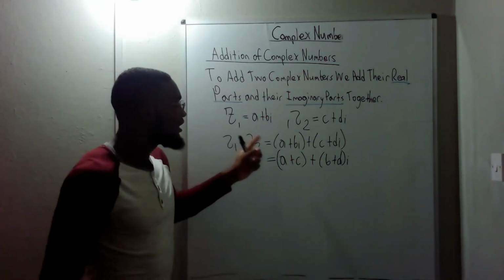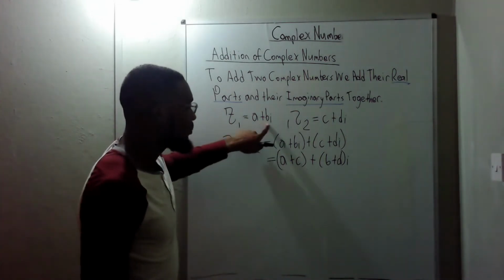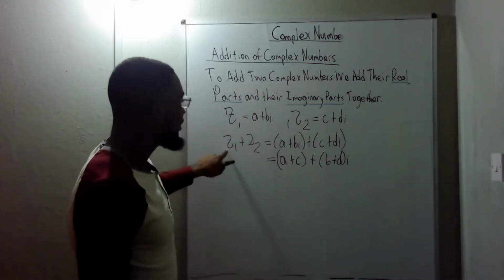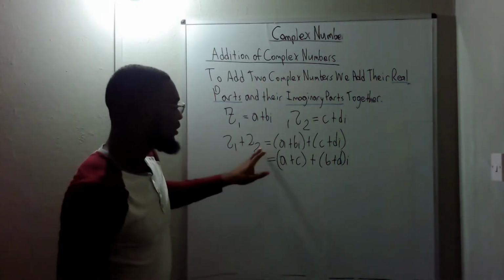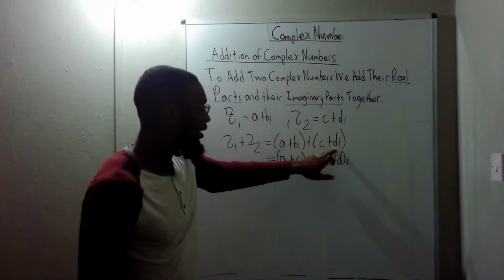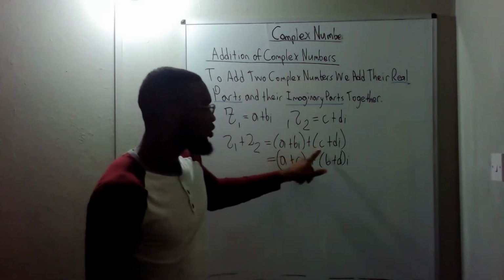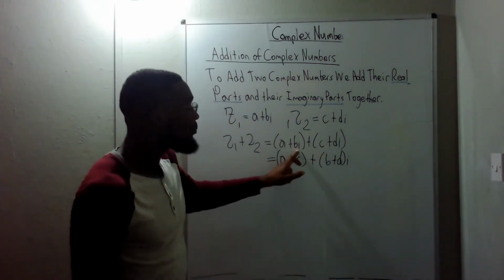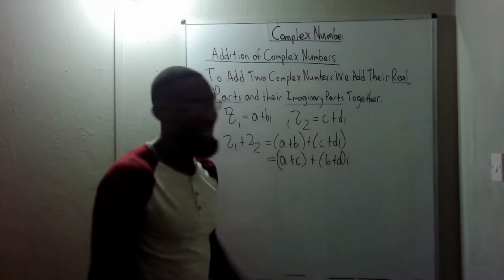Alright, so here is the general rule being displayed. The first complex number z1 is a plus bi. The second complex number z2 is c plus di. What is z1 plus z2? To add these two complex numbers together, z1 is a plus bi plus z2, which is c plus di. We add their real parts, a plus c. Those are the two real parts. Then we add their imaginary parts together. The imaginary parts are b and d. So b plus d, we'll put a bracket around it, times i.